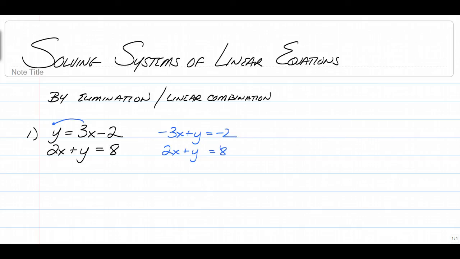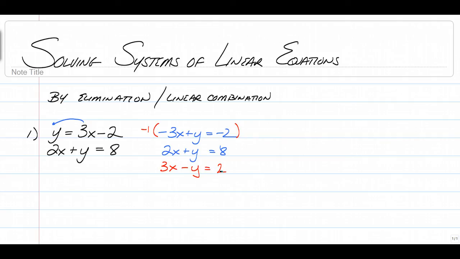So sometimes what you're going to need to do is multiply one of the equations by something to get opposite variables. Since both of these equations have a positive y, we can just multiply one of them by a negative 1, and that will change all three signs. So this is going to become a positive 3x, negative y, and a positive 2.